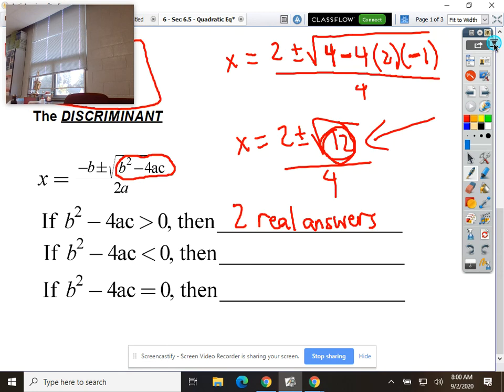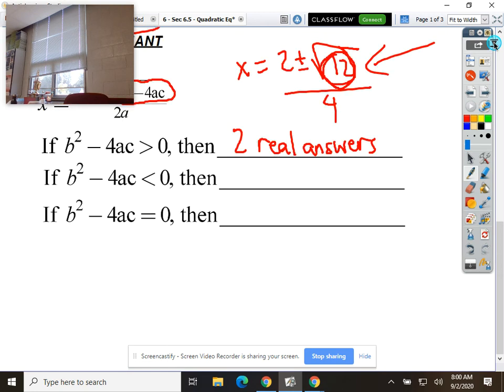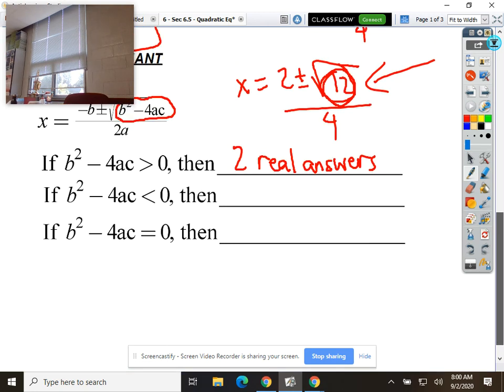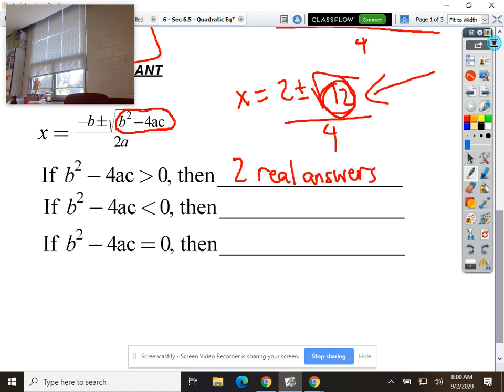All right. What if the thing under the root sign is negative? So if this thing right here, like in number 1, was negative 31, we got fakers, right? We got fake answers. We got 2 complex answers. I'm going to abbreviate. Last case doesn't happen all that often, but it certainly does.